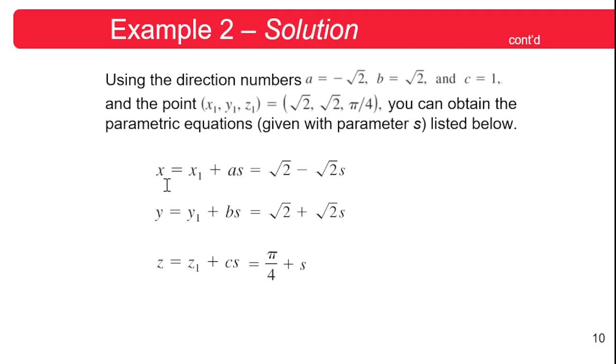So the parametric equations of the line are x equals x sub 1, where x sub 1 is √2, plus a, where a is negative √2. So you have negative √2 times s. y is equal to y sub 1, where y sub 1 is √2, plus b, which is √2 times s. And z equals z sub 1, where z sub 1 is π/4, plus c, where c is 1 times s. So these are the parametric equations of the line.